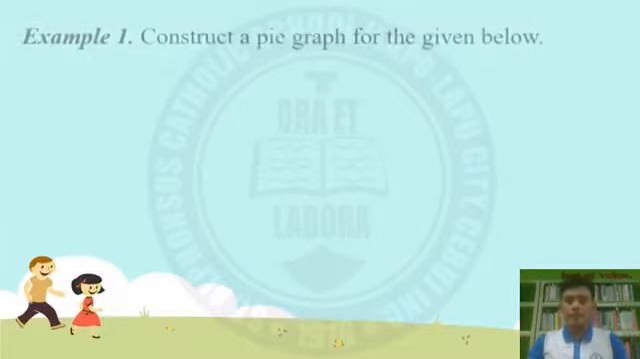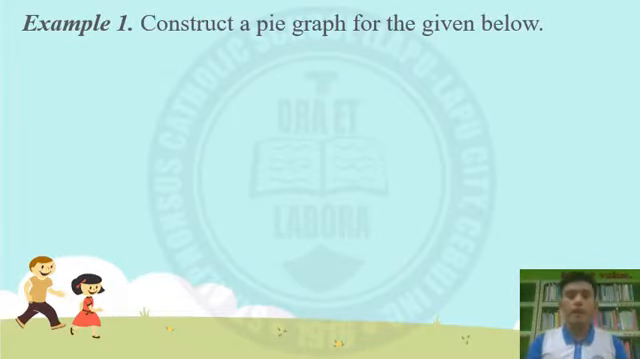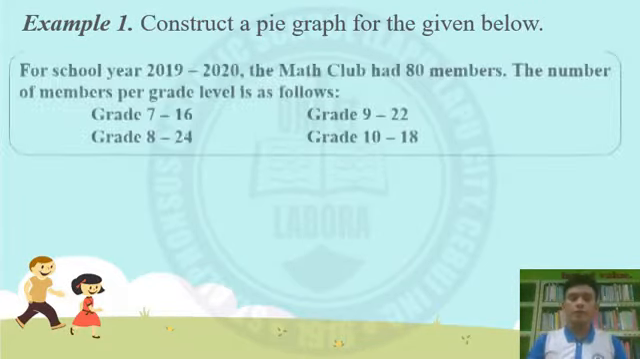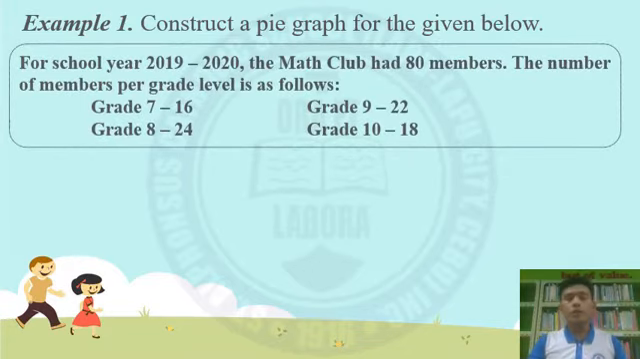Let's have an example. Number 1. Construct a pie graph for the given below. For school year 2019-2020, the math club had 80 members. The number of members per grade level is as follows. For grade 7, 16 students. For grade 8, 24 members. Grade 9, 22 members. Grade 10, 18 members.